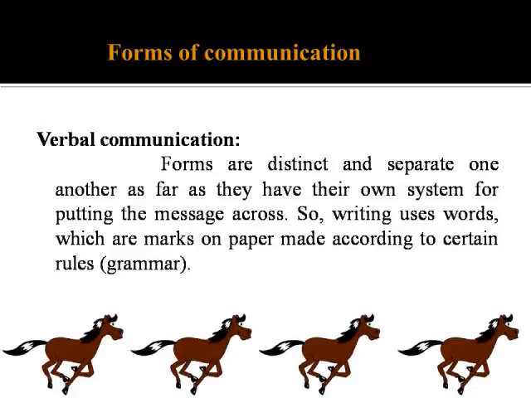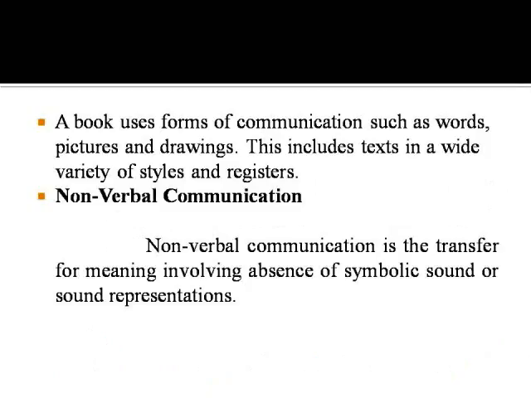Verbal communication forms are distinguished and separate from one another as far as they have their own system for putting the message across. So writing uses words which are marks on paper made according to certain rules. A book uses forms of communication such as words, pictures and drawings. This includes text in a wide variety of styles and registers.